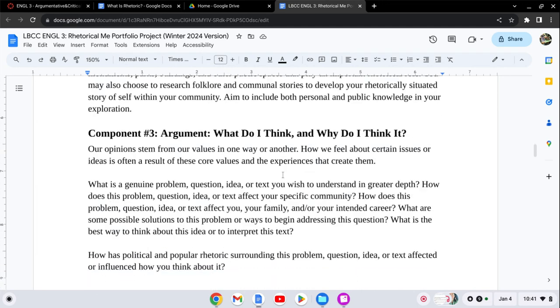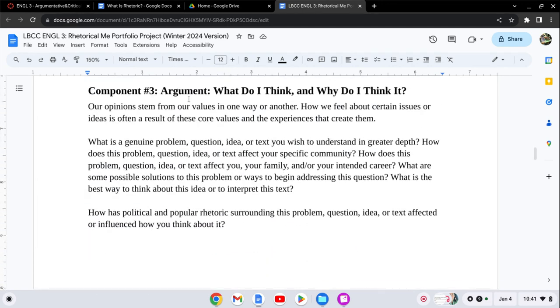Okay, so component 3, this is the argument portion of our project, where you're going to explore a question or something that you are curious about and you want to explore it in greater detail. So argument, what do I think and why do I think it? Our opinions stem from our values in one way or another. How we feel about certain issues or ideas is often a result of these core values and the experiences that create them. What is a genuine problem, question, idea, or text you wish to understand in greater depth?